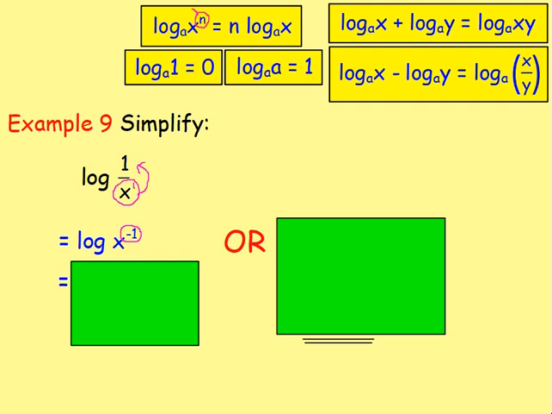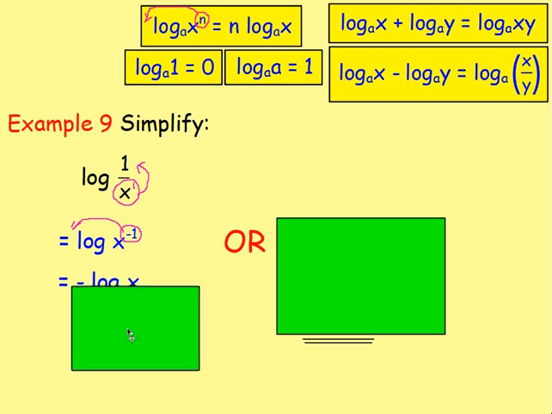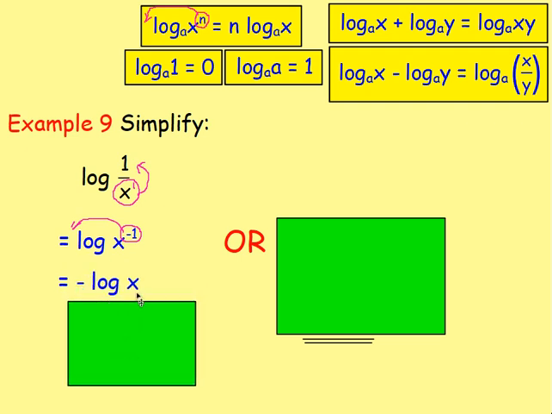Yeah, just move it down to the front. So move the n right down to the front in front of log. So here, move the negative 1 down to the front in front of log, so you would end up with negative 1 times log x, or just negative log x. So that is one way of doing this.